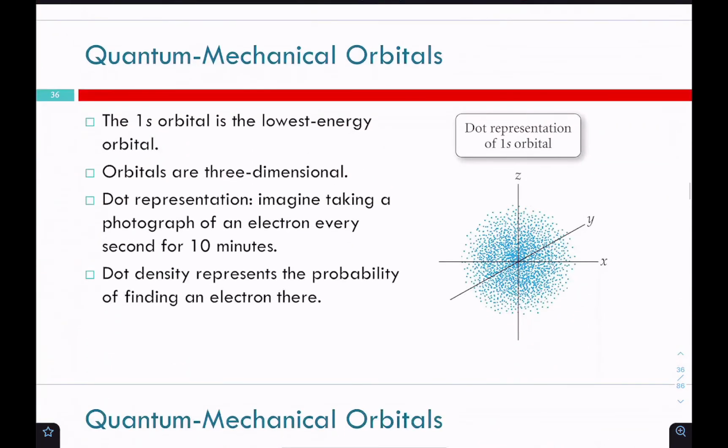So the 1s orbital is the lowest energy orbital. They're three-dimensional, so this is actually a sphere of points where the electron could be. This is like taking a photograph of an electron every second for 10 minutes and then plotting them on a 3D plot. And then dot density represents the probability of finding an electron there.